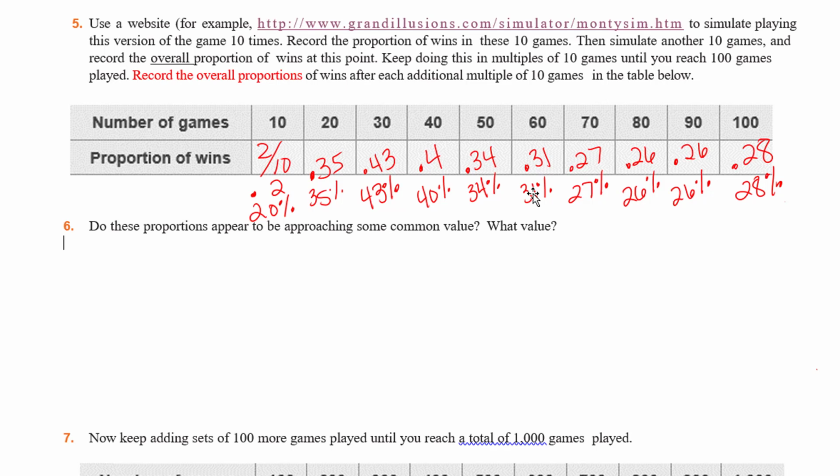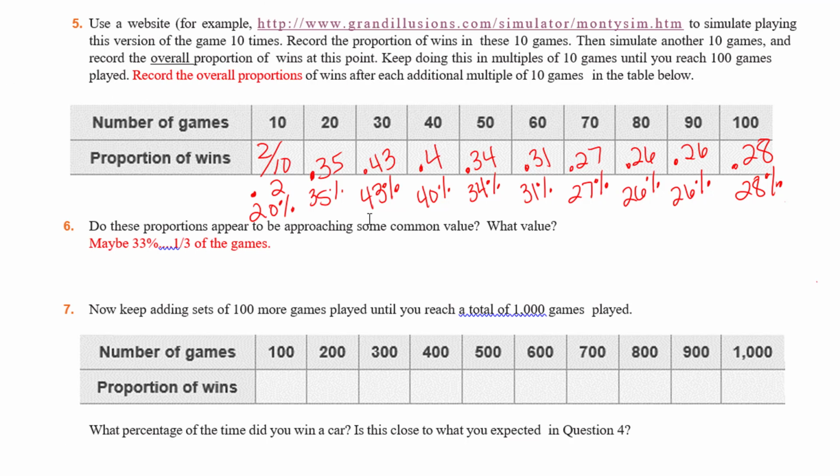You might not even be able to tell that right now, but it does seem to me that they're somewhere around upper 20s or maybe lower 30s, which makes me suspect that they seem to be getting closer and closer to maybe 33%, which is 1/3 of the games, like we suspected at the beginning of this problem. So it's not exactly 33%, but it seems to be kind of near 33%.